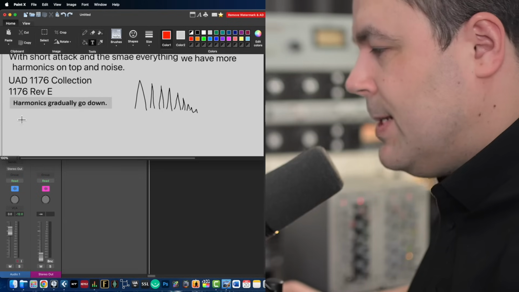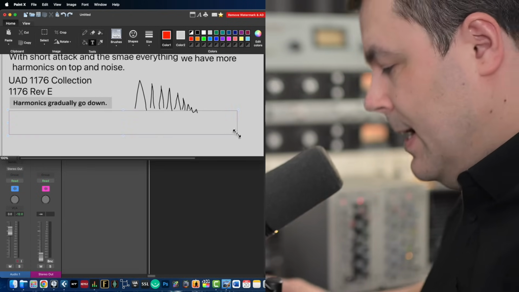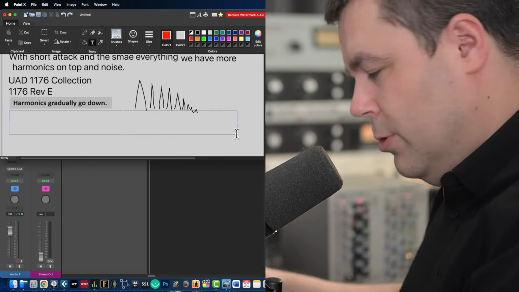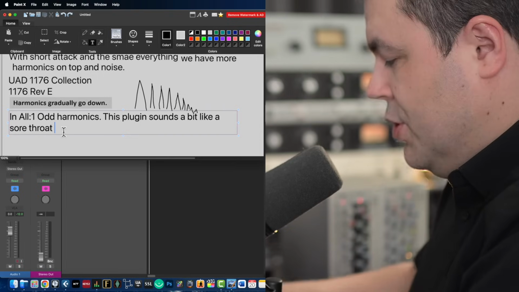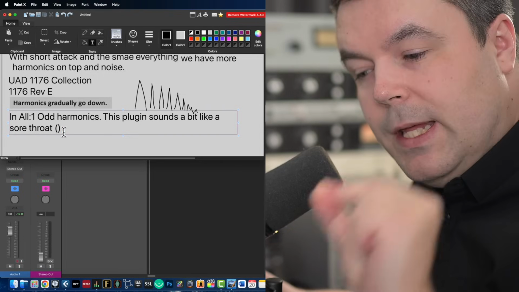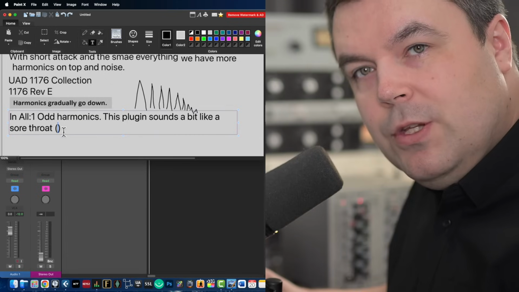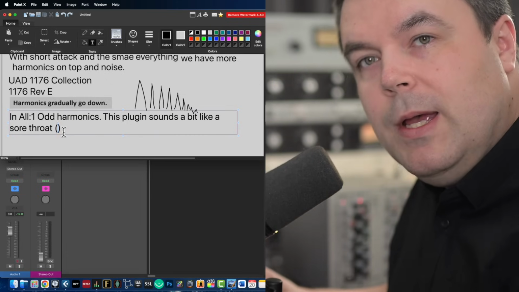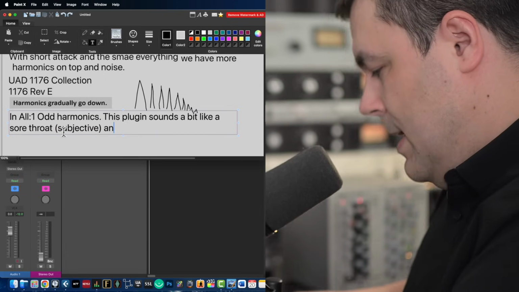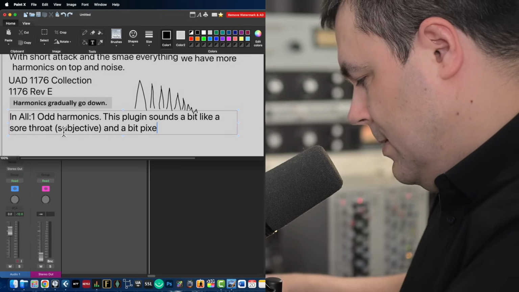know what I mean? This compressor definitely has odd harmonics in all-to-one mode. Overall tone, I definitely want to say it's subjective, it's for me, because each one needs only a specific tool. There is no right or wrong. It's the proper tool for the proper source. So I'm gonna say subjective and a bit pixelized.